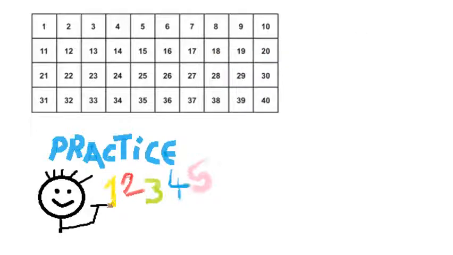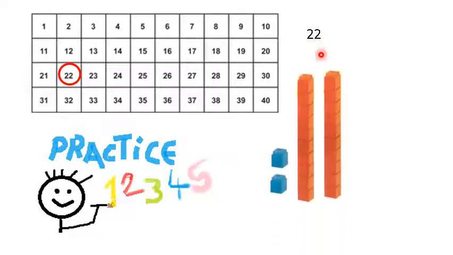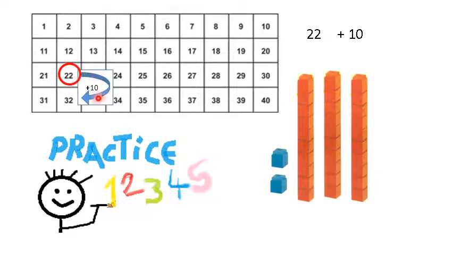Okay, and now for our next example. We have 22. 22, of course, is 2 red rods and 2 blue blocks. 10, 20, 21, 22. Plus 10, of course, we add a rod, which gives us 30, and is here. On our number grid, 22 plus 10 gives us 32. So 22 plus 10 makes 32.